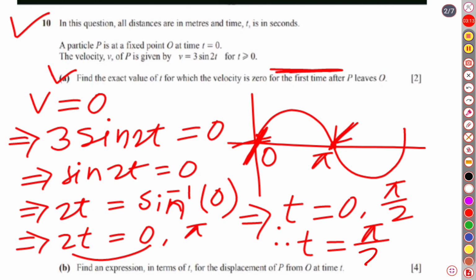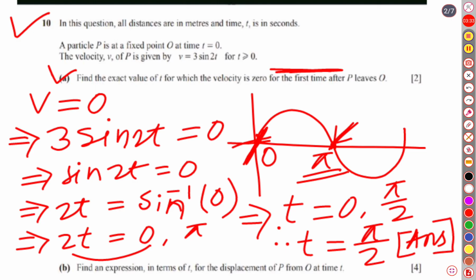We are ignoring the first value because it has started from O or 0. What is the necessity of finding O? They asked us to find the second value, this one. So our t is actually pi over 2. This is how you will solve this question.